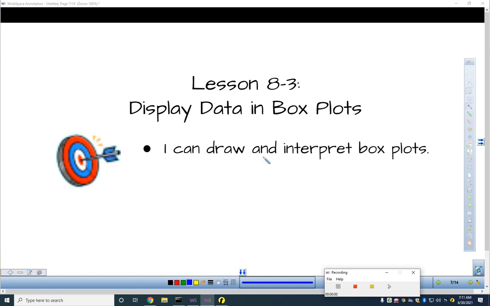Moving up next in topic 8 is displaying data in box plots. And so we're going to take what we learned in section 8.2 about mean, median, mode, and range, and start to apply some of that information and actually draw and interpret that data through a graph called a box plot.